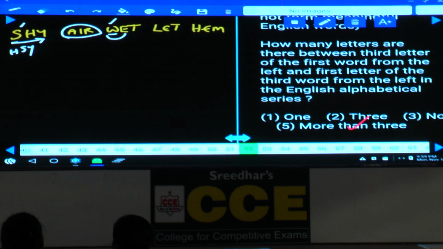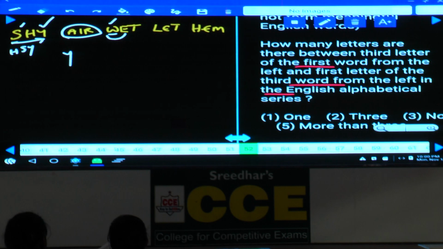Hence only one. Then 52. Now in this 52, how many letters are there between the third letter of the first word? First word, third letter. What is the third letter? We have Y from the left, and first letter of the word, third word from the left.